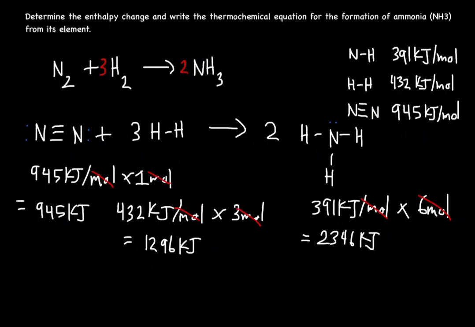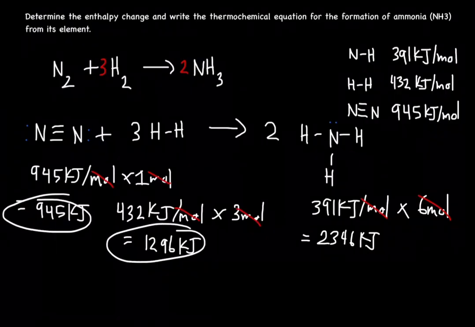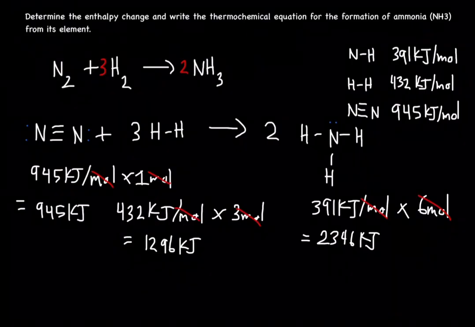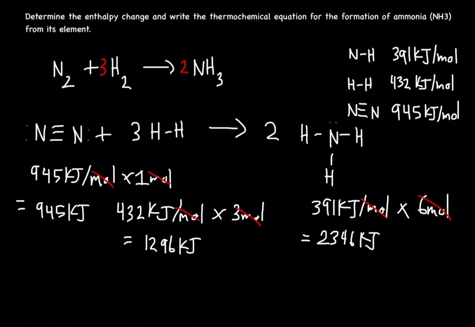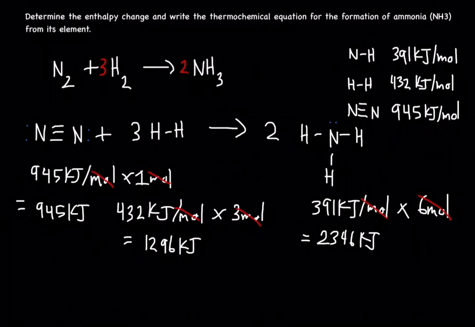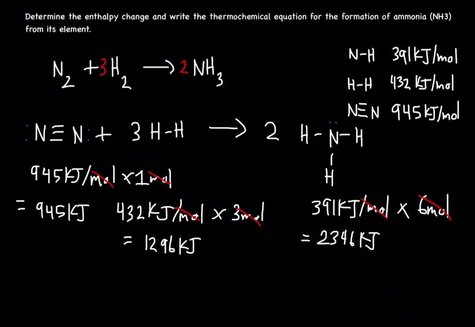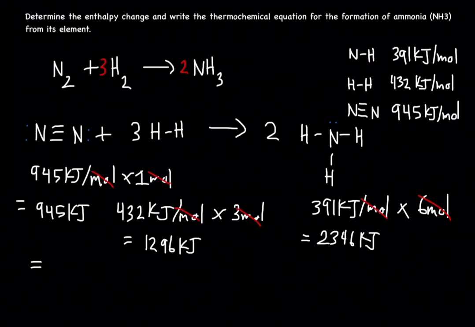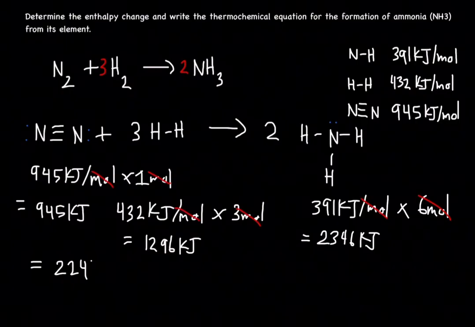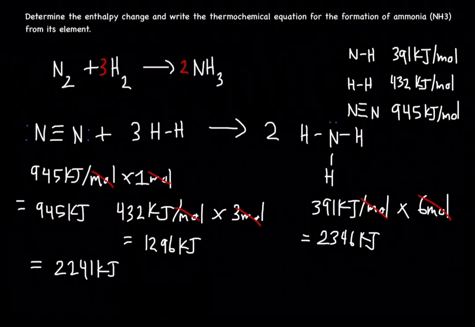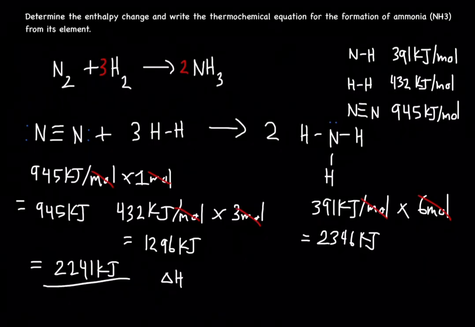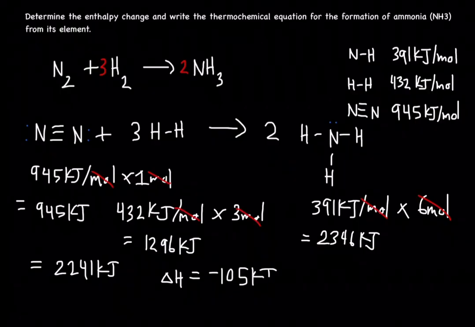Now we need to find the enthalpy change. So I'm going to add these two up, because that's the total energy from the reactant side. So 945 plus 1,296, we get 2,241 kilojoule. And then the enthalpy change is going to be this minus this. We get negative 105 kilojoule.